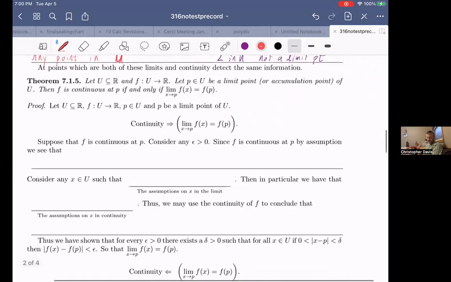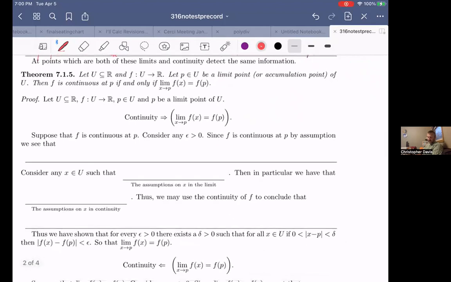Nice. So let's give the proof. Let U be a subset of R, f from U to R be a function, P be a point in U, and P be a limit point of U. Right, those are the assumptions. U is a set, f is a function defined on U, P is in U, and P is a limit point of U. Let's suppose, to do one of the directions, that the function is continuous. I need to prove this.